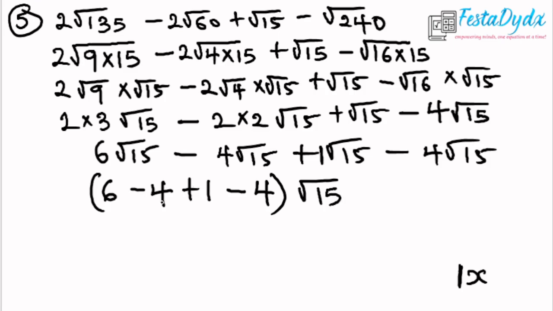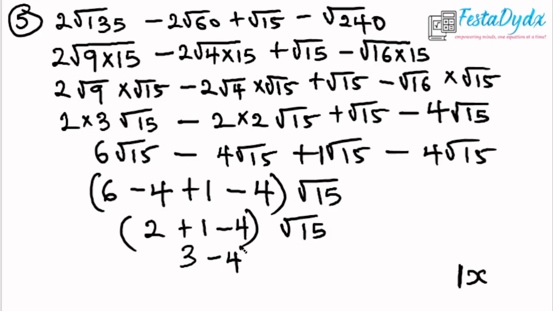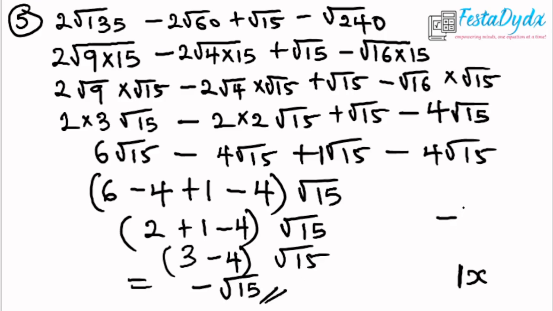So 6 minus 4 gives me 2 plus 1 minus 4 root 15, do not forget that. Now 2 plus 1 gives us 3 minus 4 root 15. Now, final answer is 3 minus 4 is minus 1. So, minus 1 is the same as minus. So, minus root 15 is the answer for this question. So, just like saying minus 1x, it's still the same as minus x. So, this is the answer.